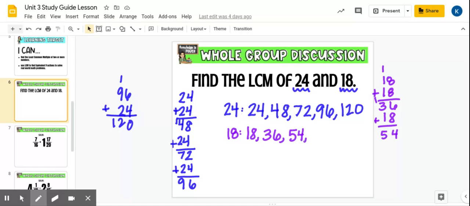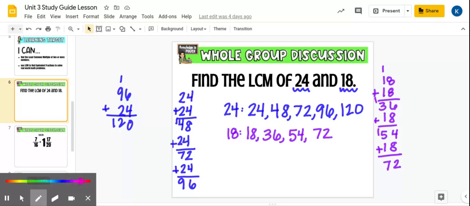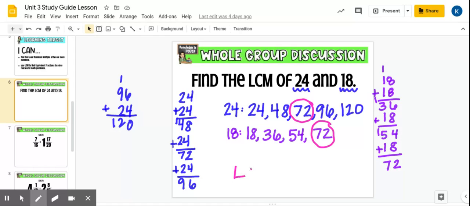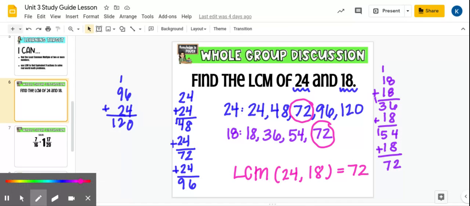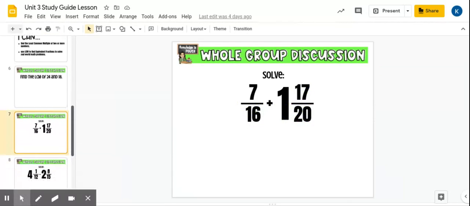There's no 54 in my list of 24s. So I'm going to add 18 again. You get 72. And I can stop because I see it right here. So the least common multiple of 24 and 18 is going to be 72. It's going to be very important that you understand how to find the LCM because we will be using this skill as our first step when we begin solving problems involving fractions.